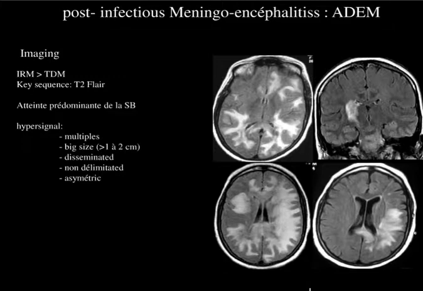Sometimes you have patients who are referred to you for an alteration of consciousness, with or without focal neurological signs. And you can see this type of lesions involving the white matter, and this is an acute disseminated encephalomyelitis. MRI is very important for making the diagnosis.